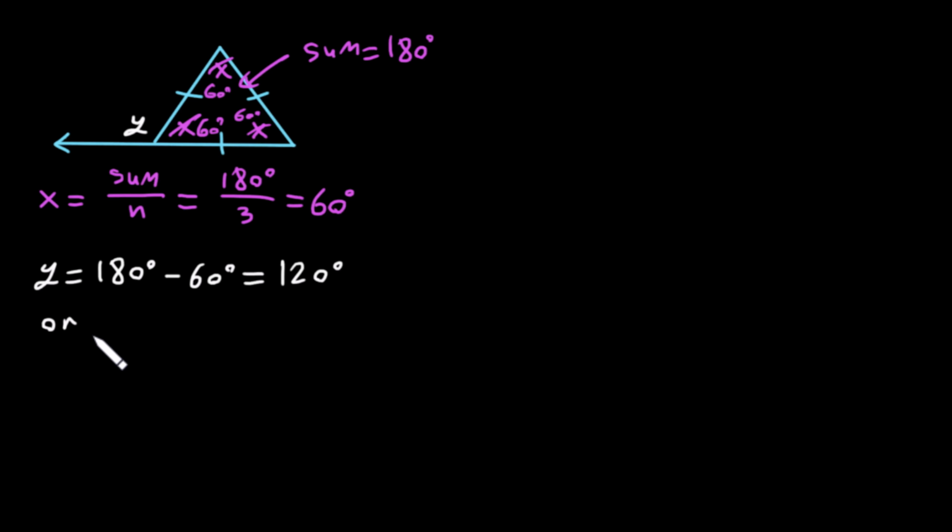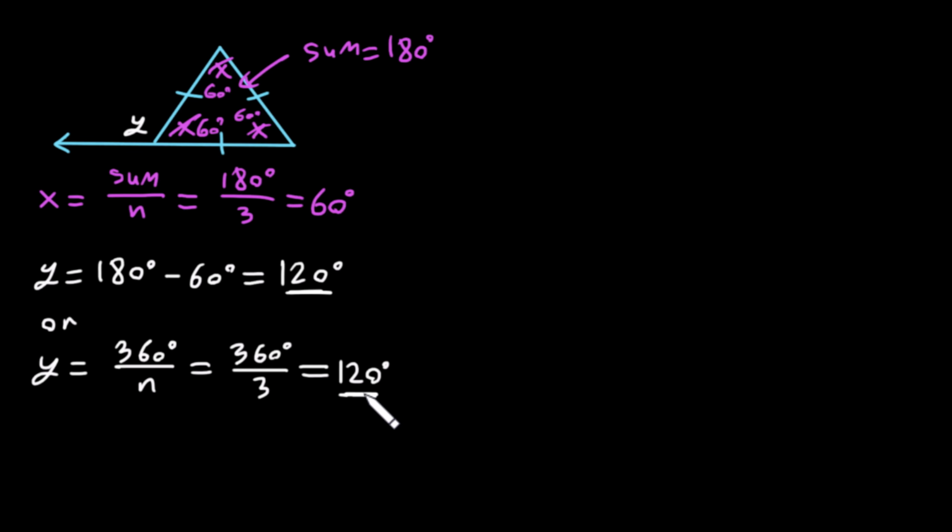Or you can find it in another way. Since we know each exterior angle is equal, and we know the sum of exterior angles of any polygon is 360 degrees, we can find y by 360 degrees divided by n, which is here 3, because we have 3 exterior angles, in this vertex and in this vertex, so that's why we divide by n. So 360 degrees divided by 3, and 36 divided by 3 is 12, and we put 0 here. So you can find it by this way or this way. As you can see, this one here equals this one here.